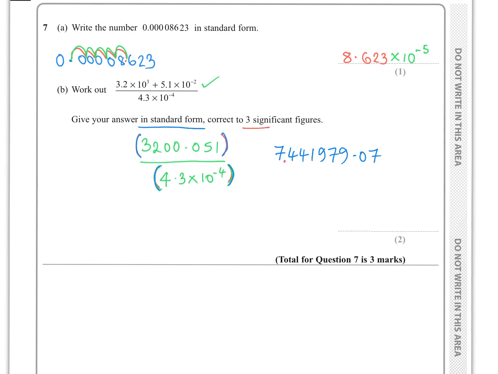Now be careful, we want it in standard form, correct to 3 significant figures. So standard form is going to be this many powers of 10, so it's 1, 2, 3, 4, 5, 6 powers of 10. And we want it to 3 significant figures, 1, 2, 3, so it'll be 7.44 times 10 to the power 6.